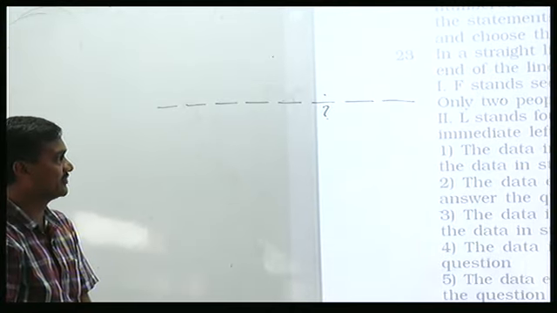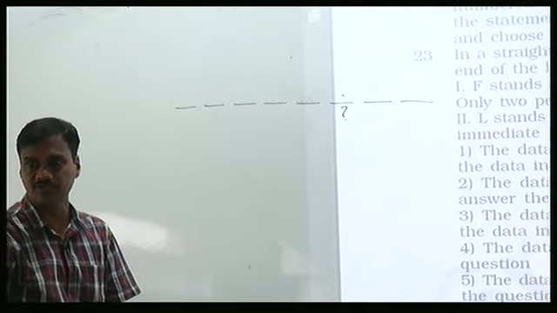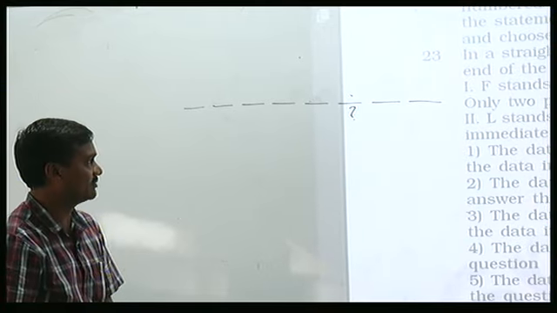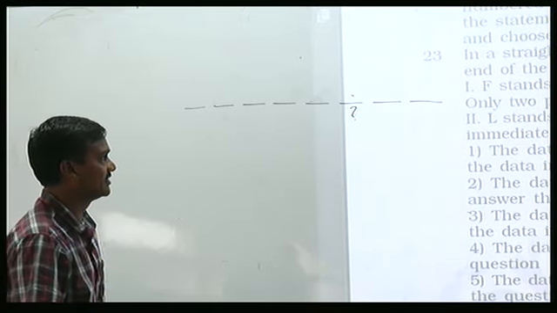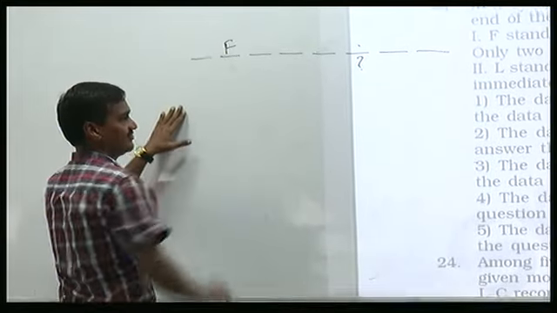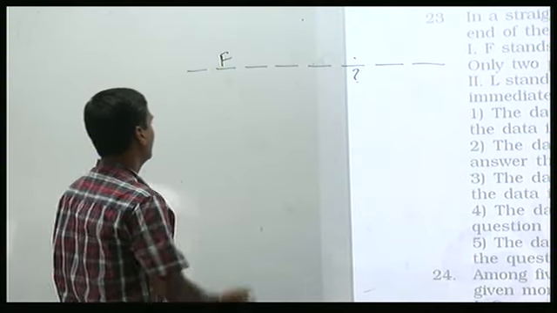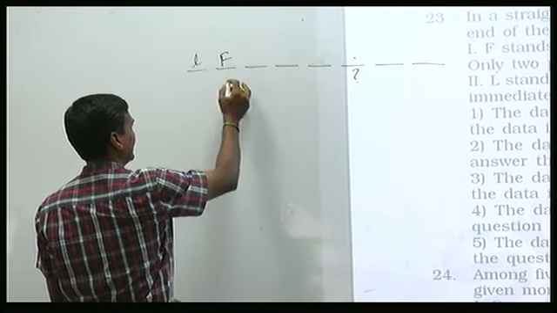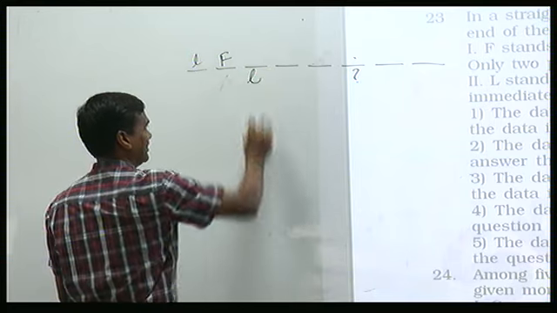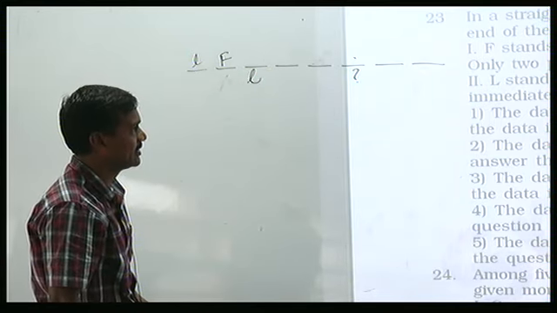In order to identify this one, let us check whether statement 1 alone is sufficient or 2 alone is sufficient. Then what about 1 here? F stands second from the left end of the line. As F stands second from the left end of the line, F must be here. And L is an immediate neighbor of F. L can be either here or here. Two possibilities. L is an immediate neighbor of M. Next one.